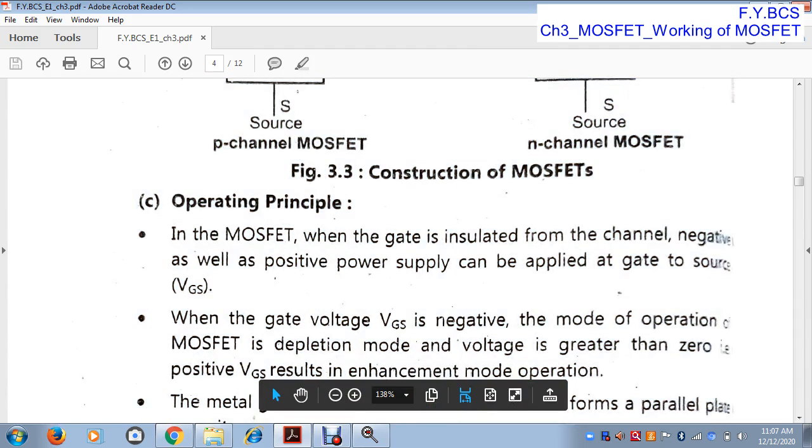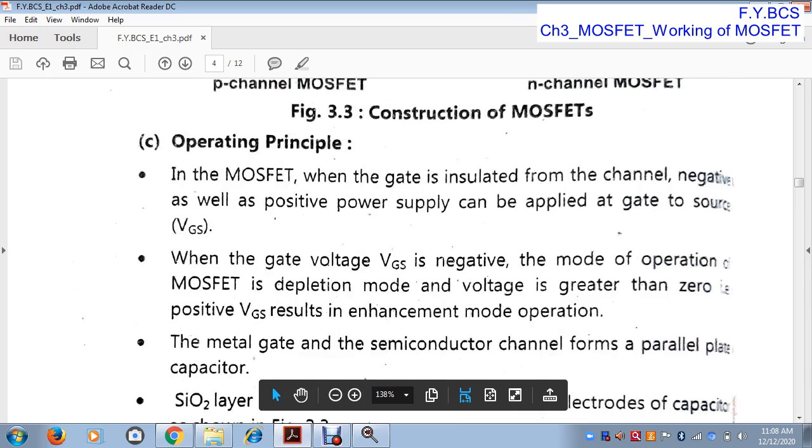When the gate voltage is negative, that means VGS is negative, the mode of operation of MOSFET is the depletion mode. And when the voltage is greater than zero, meaning positive, then the operation of MOSFET is called the enhancement mode operation.